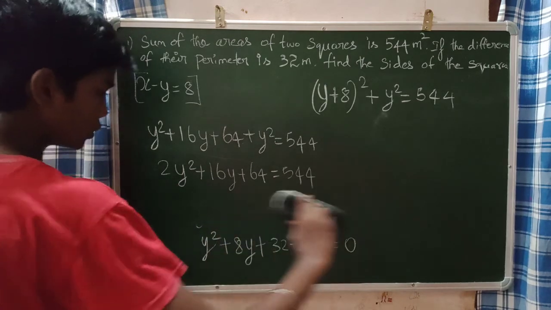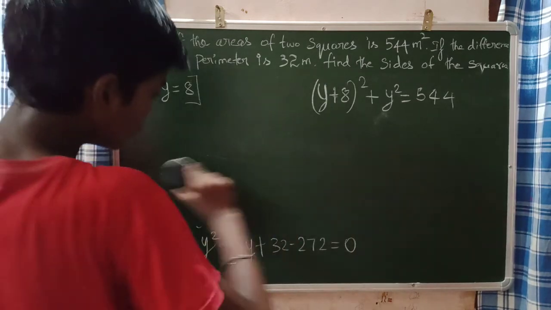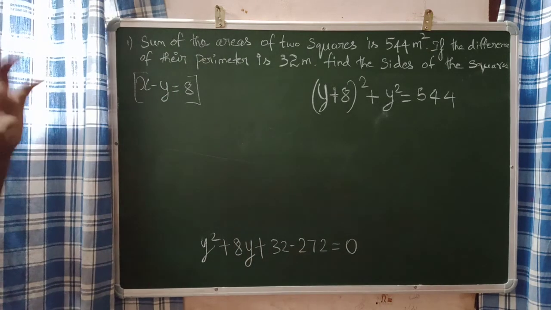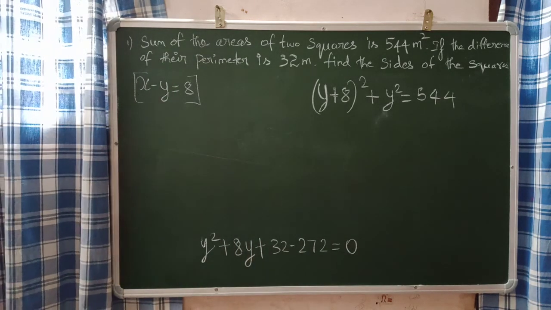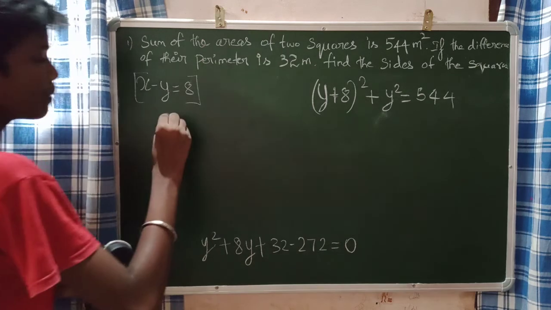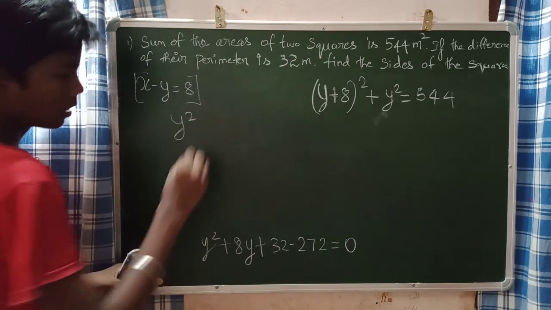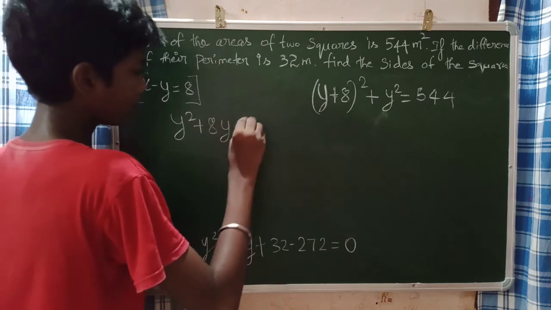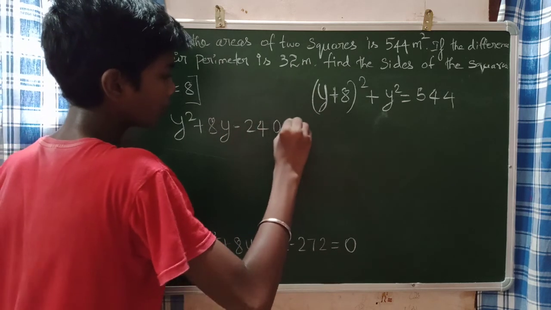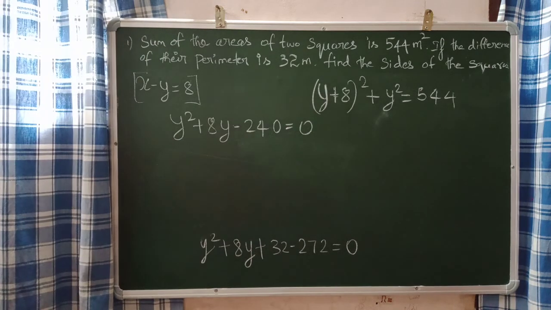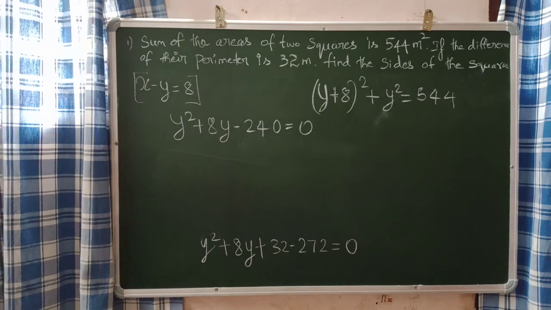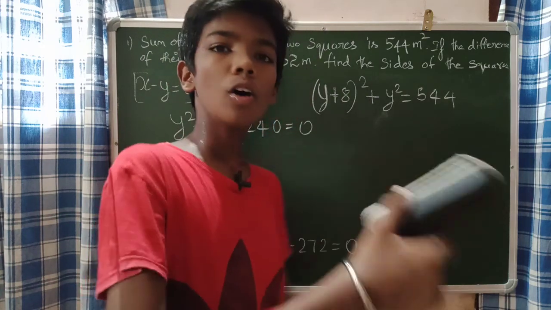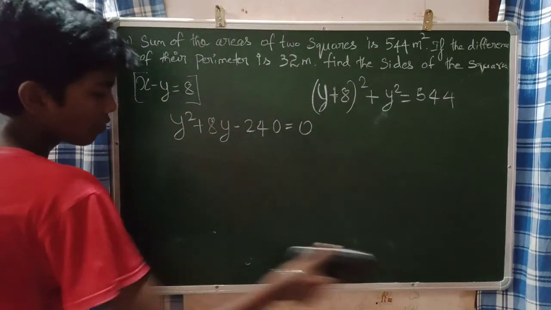Now I'll rub all those things, guys, because I don't need them now, okay? So I converted that equation into the form ax square plus bx plus c is equal to 0. So I will get the equation y square plus 8y minus 240 is equal to 0. Now try to find the value of y. You can use the quadratic formula, that is minus b plus or minus root of b square minus 4ac, or otherwise use your factorization.